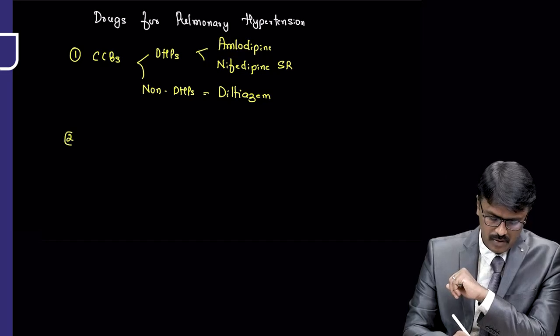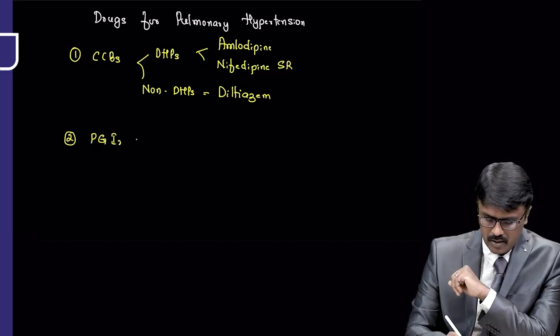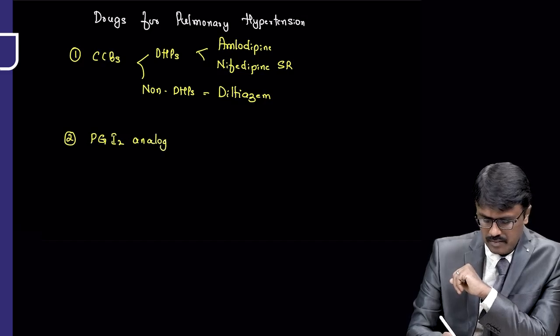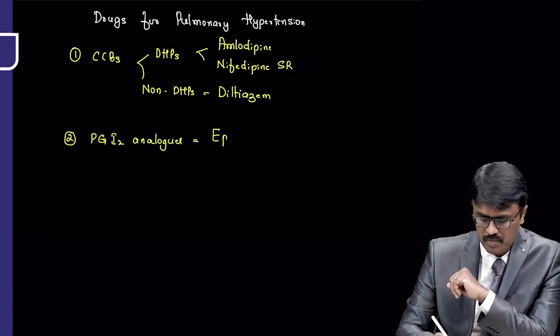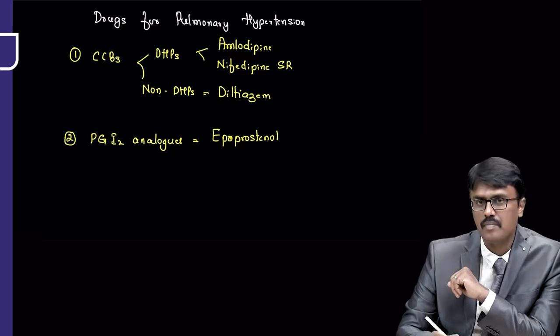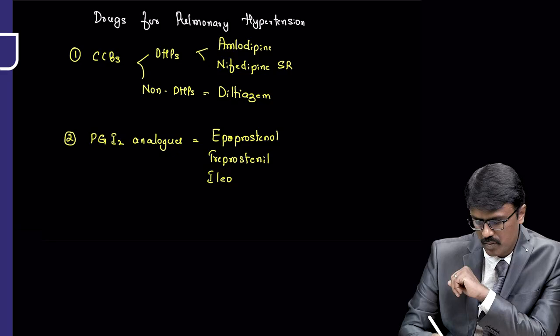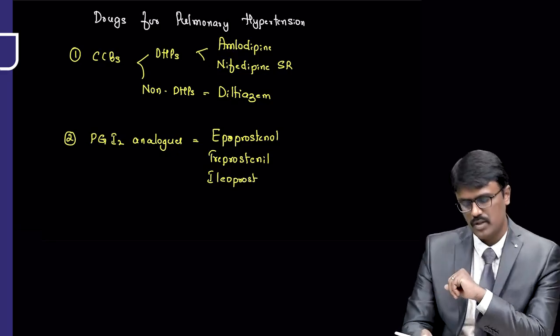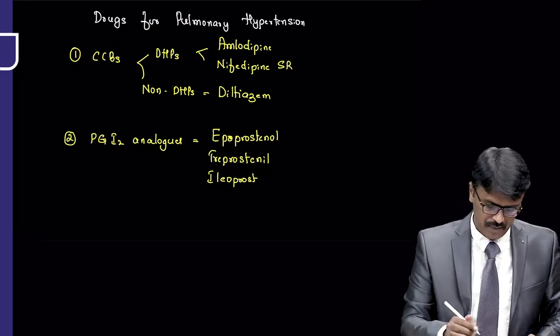The second group of drugs we use in pulmonary hypertension are called prostaglandin I2 analogs. So what are their names? They are epoprostenol, then treprostinil, and a drug called iloprost. So PGI2 analogs are epoprostenol, treprostinil, and iloprost.